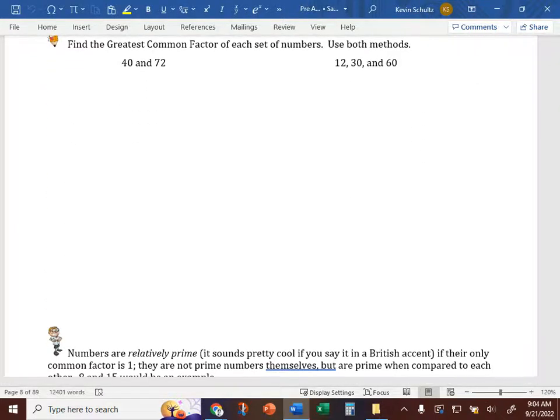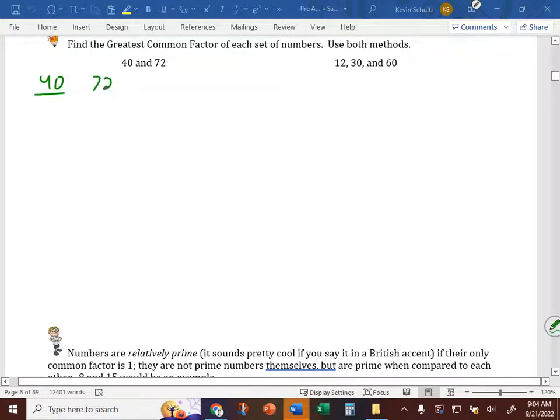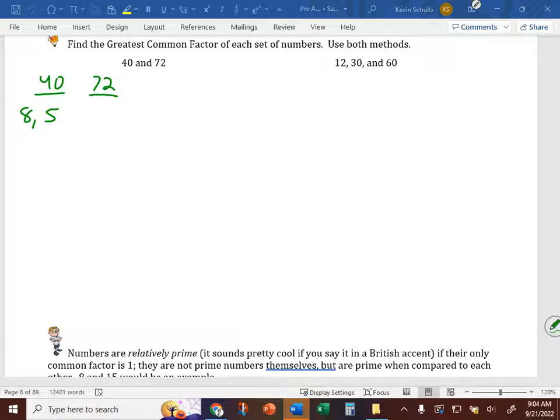Okay, 40 and 72. Let's start our list here. What factors of 40 and what factors of 72 did you come up with? Give me factor pairs, please. Zoe, give me one factor pair. Okay, so we have 8 and 5. Nolan? 2 and 20. 4 and 10. 40 and 4. Someone's got to say it. 40 and 1. Any others?